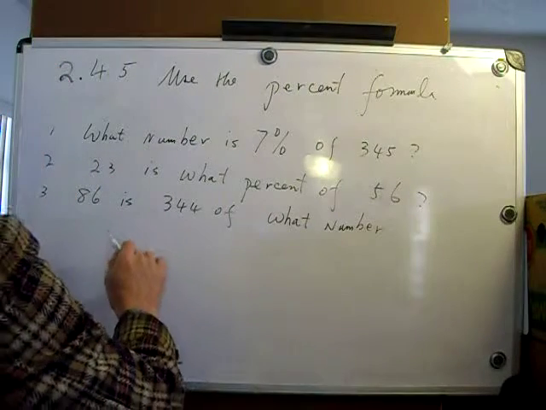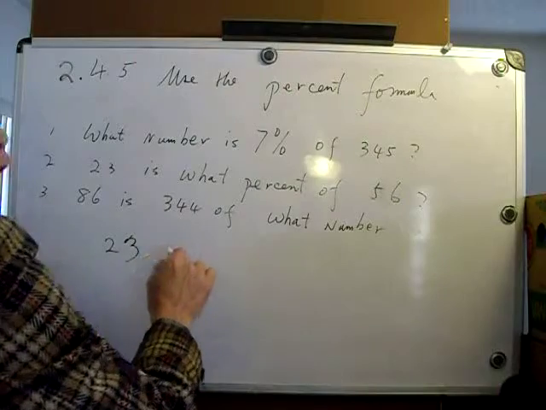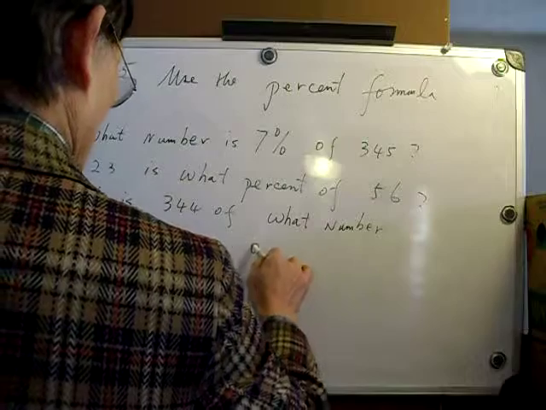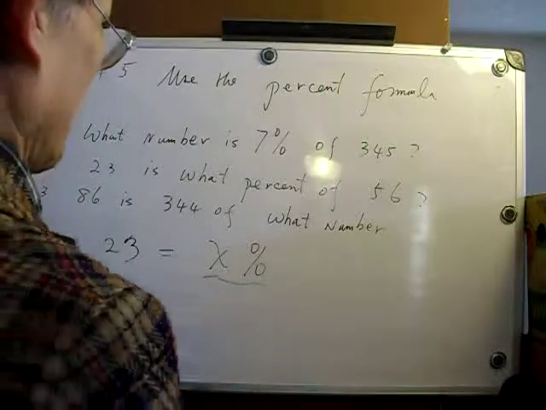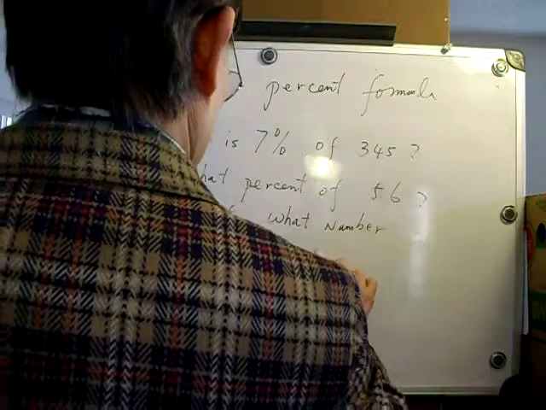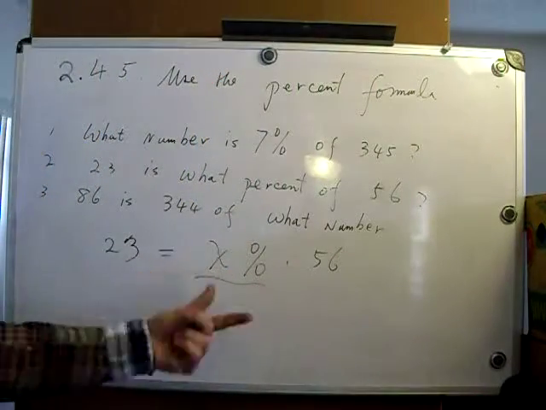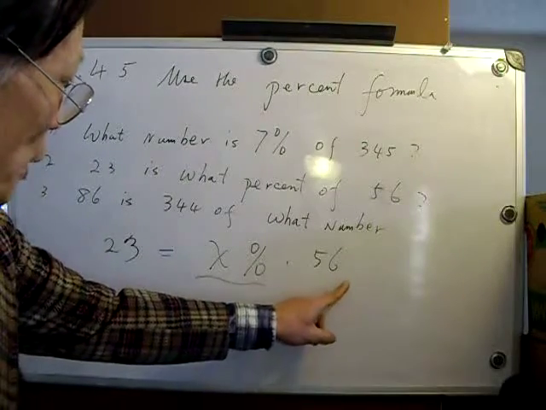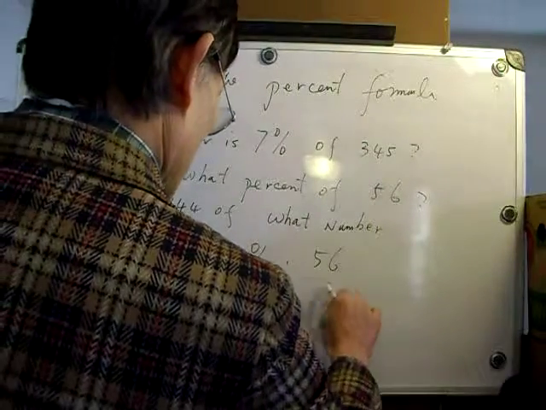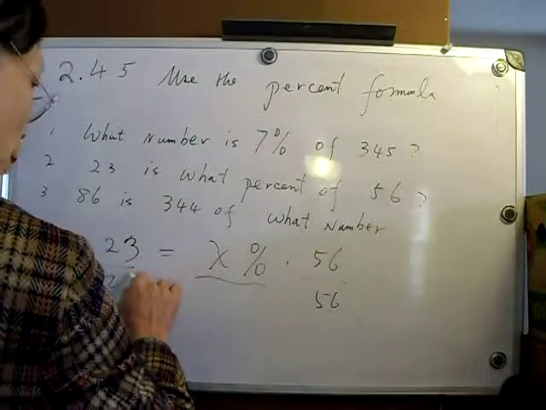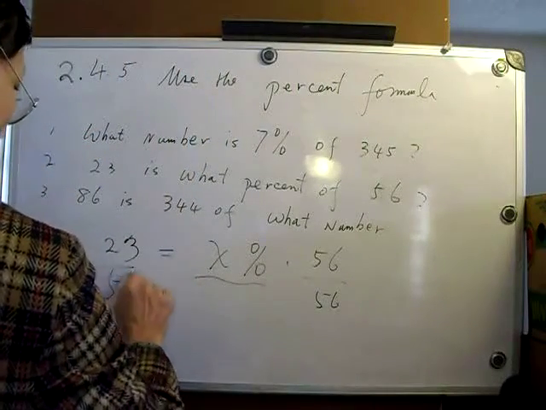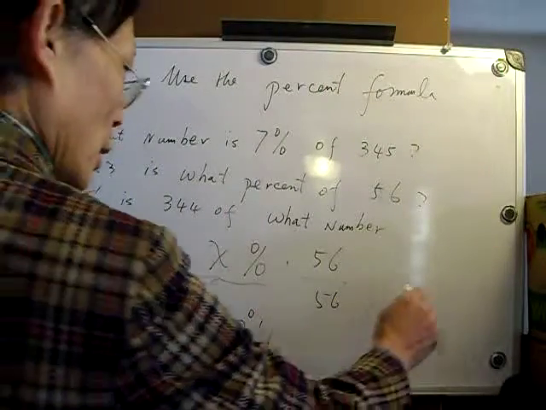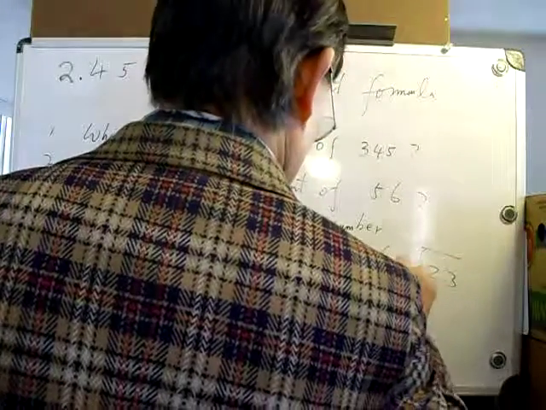23 is what percent of 56? Is equal. What percent? X percent. Okay, just directly translate that as this. All multiply 56. Obviously, this is the equation you want to solve here. So you use your division property of equality, divided by 56. So 56. Okay, that gets you percent. Let's see what that is.